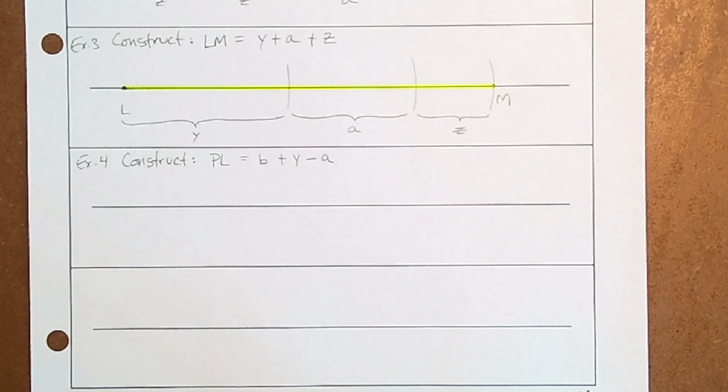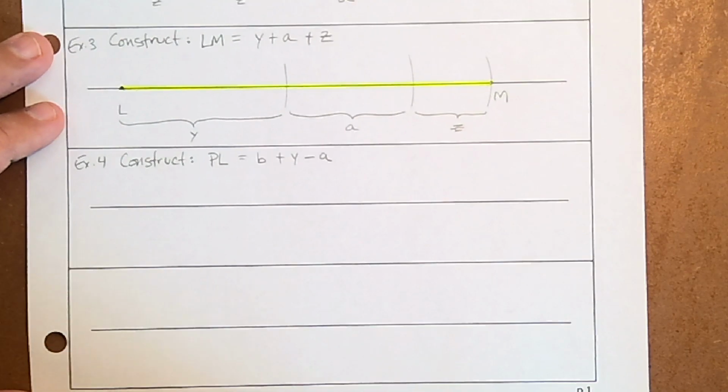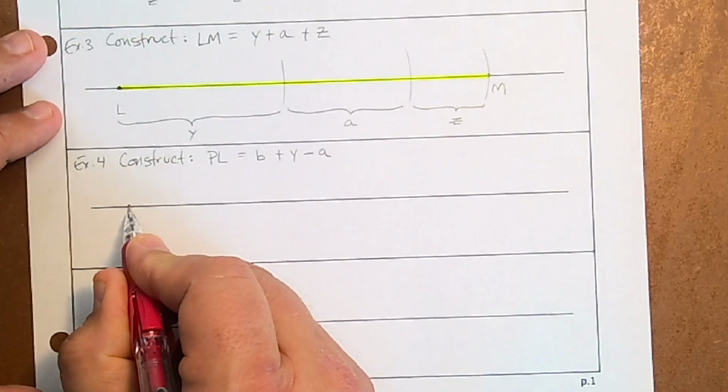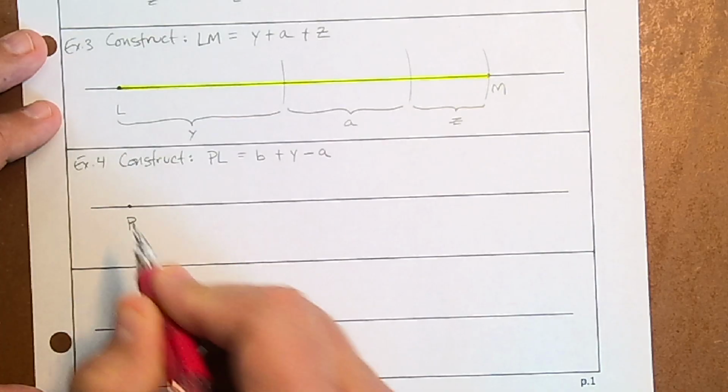Well, I told you we were going to build these left to right, right? So if you think about it, we need a place to start. We're going to go a length of B, and then a length of Y, but then we're going to have to come back a length of A. Okay, let's do this one together and see how I do. We need a place to start, so let's get a P point down here.